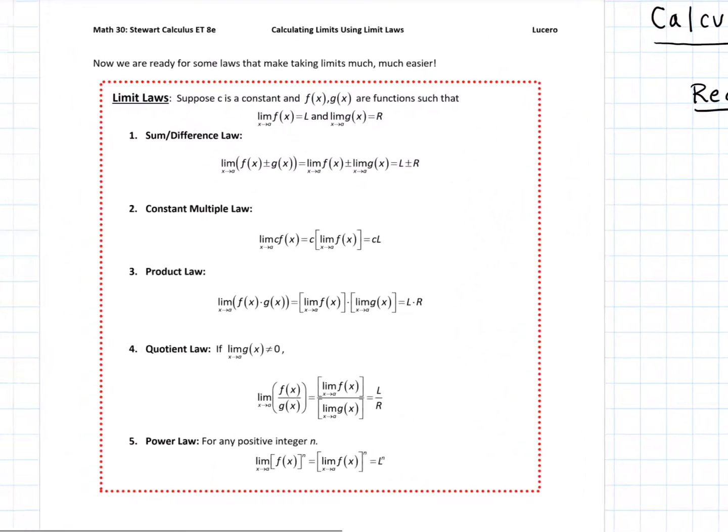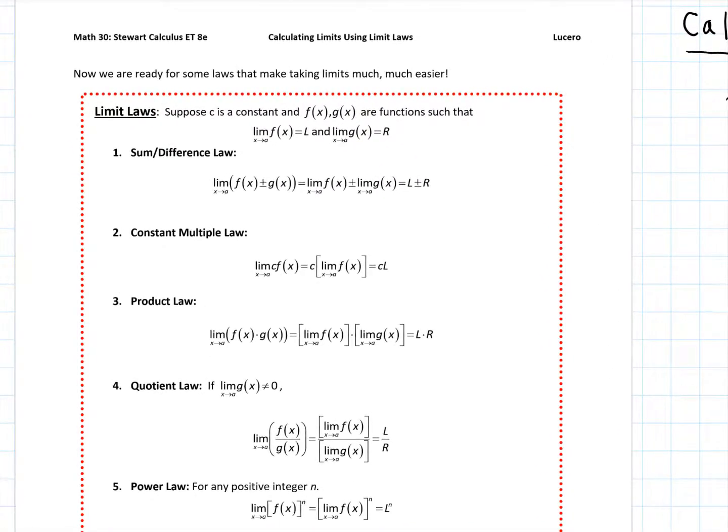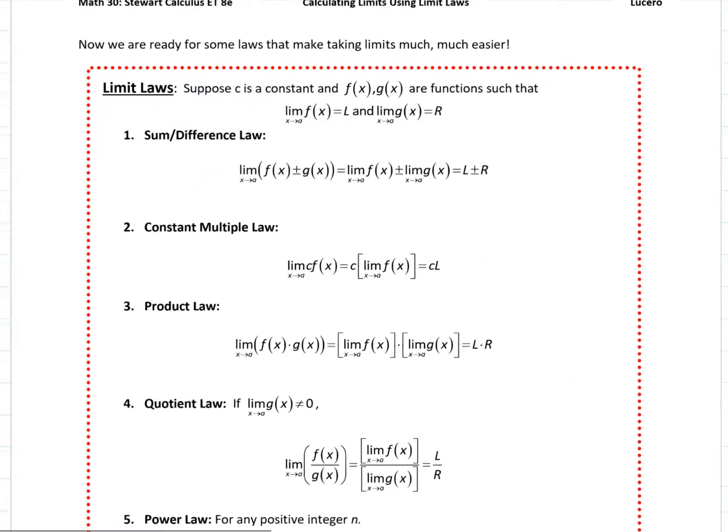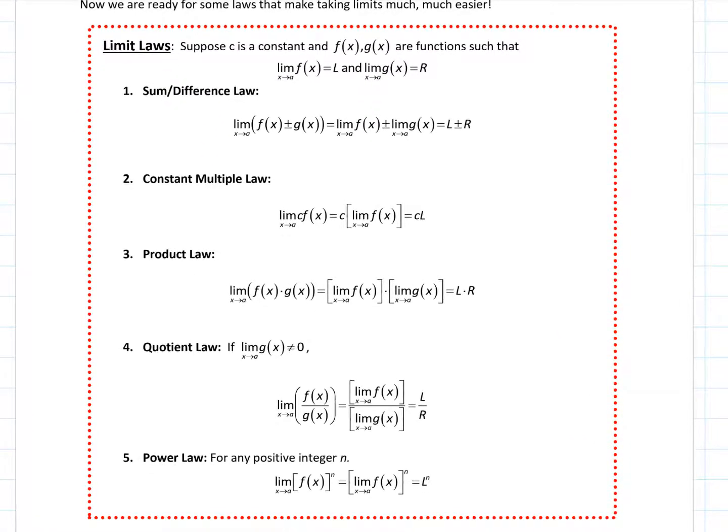So please freeze the screen and take some notes on these. These are the limit laws. These are the ones that we're going to be able to use. I'm going to zoom in a little bit and get them up there on the screen. There we go. We're going to say this. If we have two functions, we'll call them f of x and g of x, such that they both have limits as x approaches a. So the limit of f of x as x approaches a is equal to L, and the limit of g of x as x approaches a is equal to R. So we've got these two functions, and they each have limits.